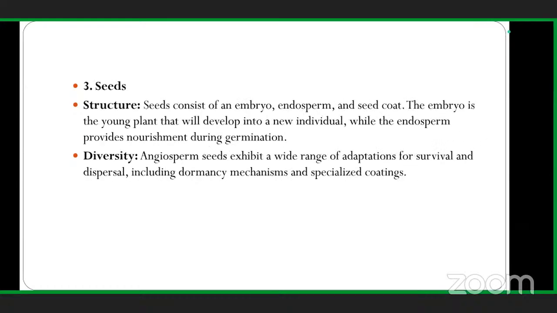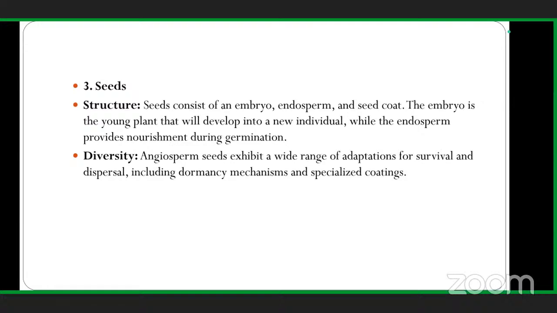Next is the seed. Number 3 is the seed. You will find seed in gymnosperms also, but there is a lack of fruit. Structurally, a seed consists of an embryo, endosperm. Endosperm is a very new term here. In gymnosperms there is no endosperm, but in angiosperms you will find the endosperm as the result of double fertilization. We will of course learn that.